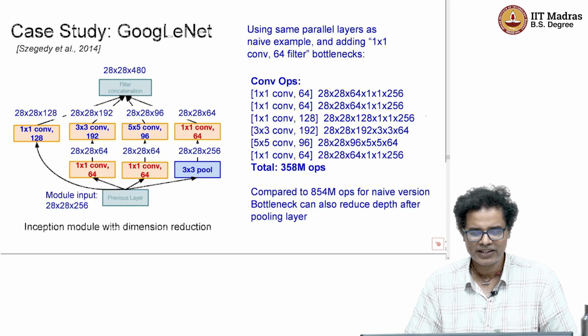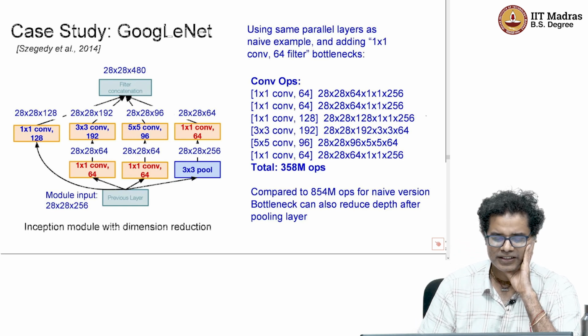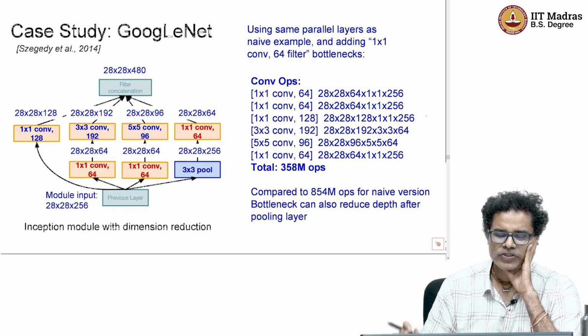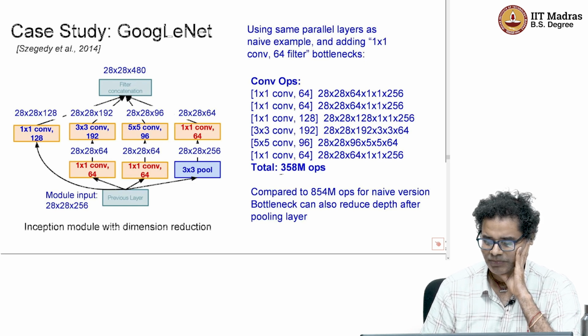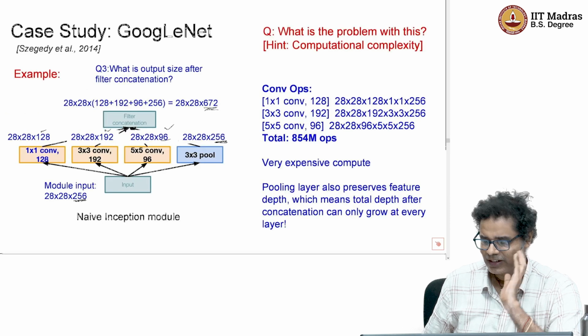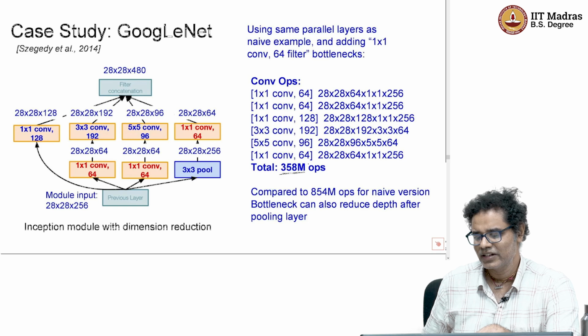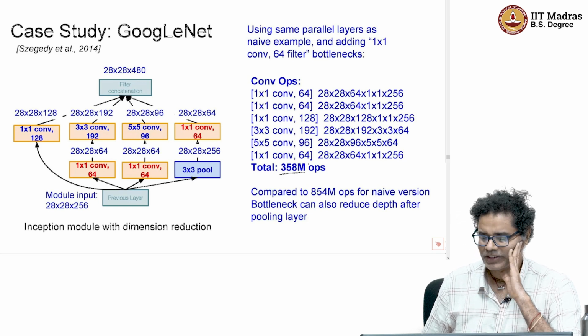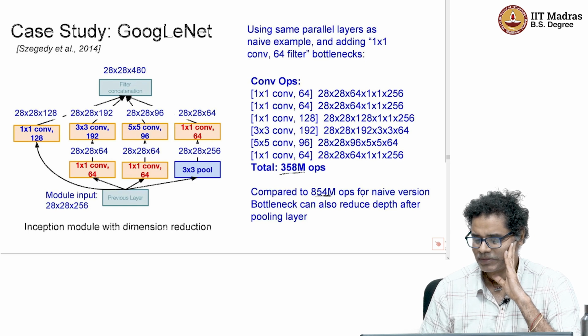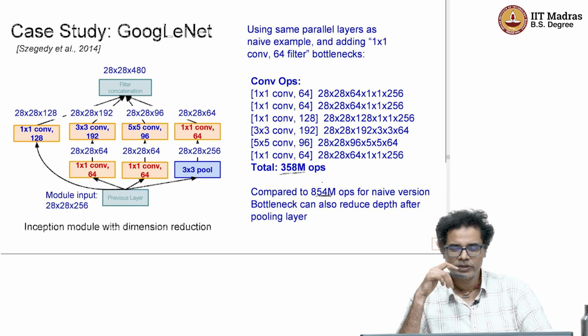So this is again an exercise which shows that if you introduce these 3 extra 1 cross 1 convolutions, then it will reduce the total number of computations. Earlier it was 800 million, now it has come down to 300 million, so less than half the operations. Compared to the naive version, this bottleneck has definitely reduced the number of computations.